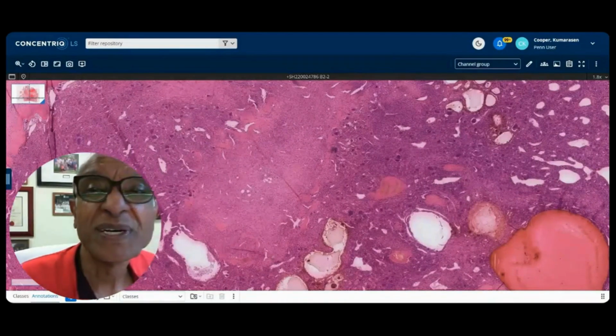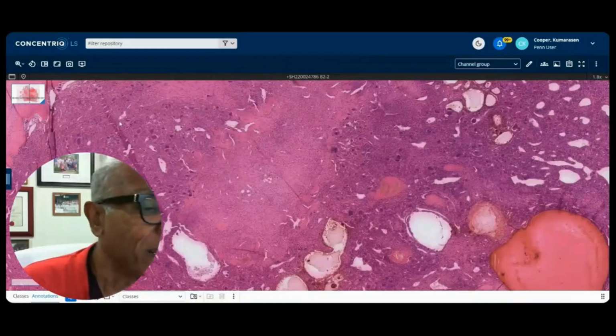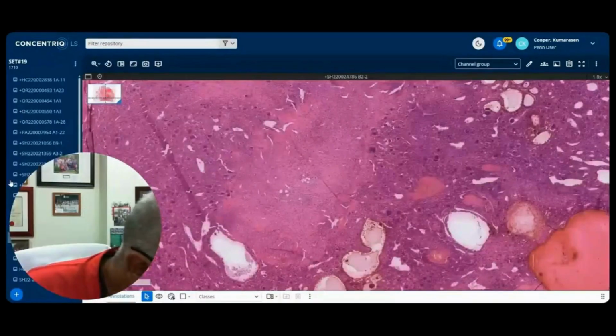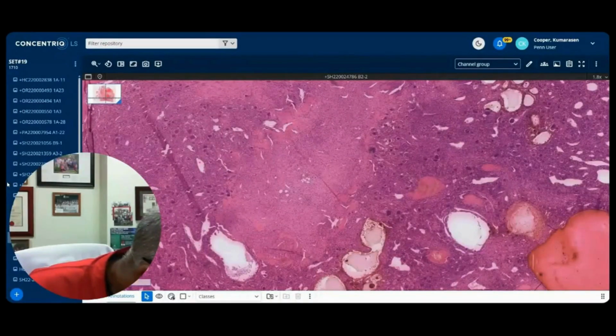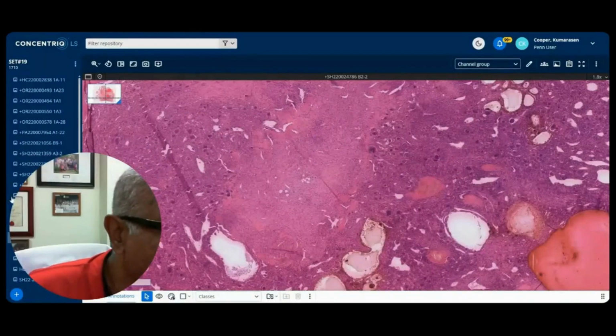Let's move to another tumor, another case. This might be pretty straightforward for you guys, but let's see how you do with it.